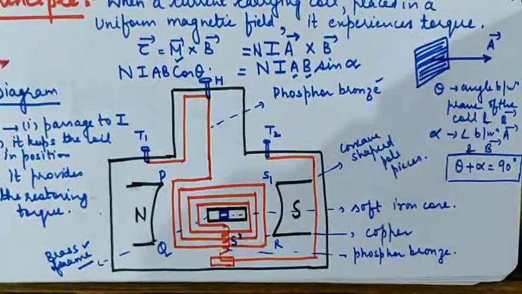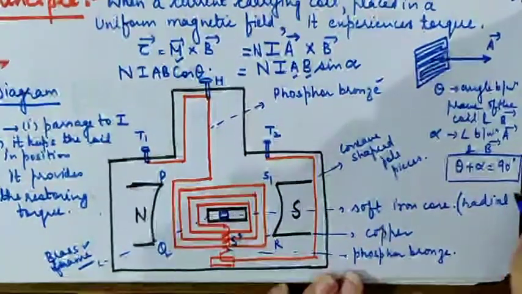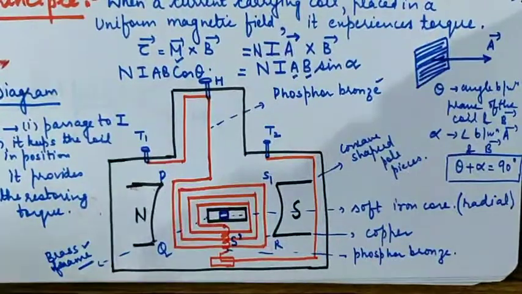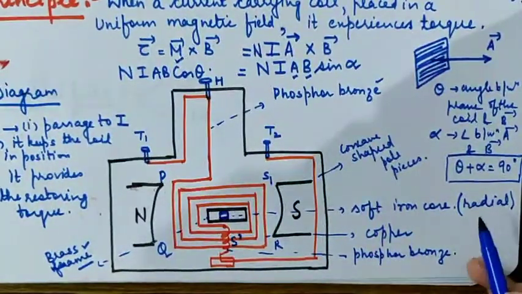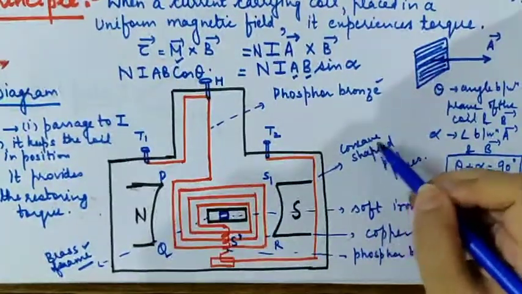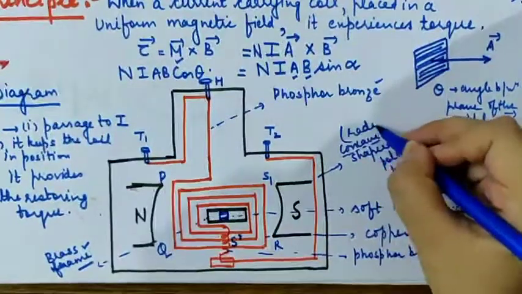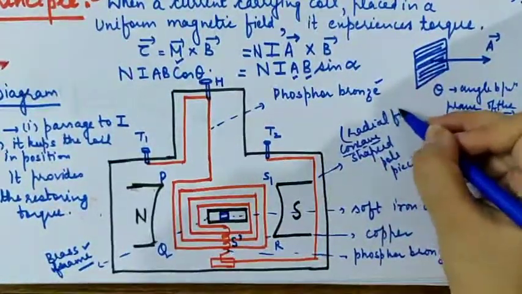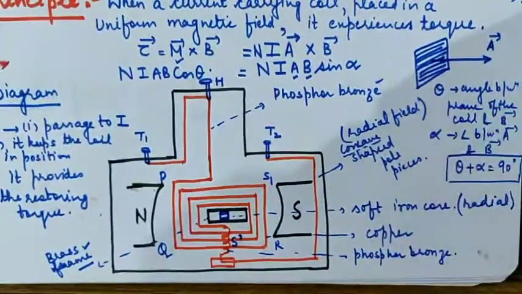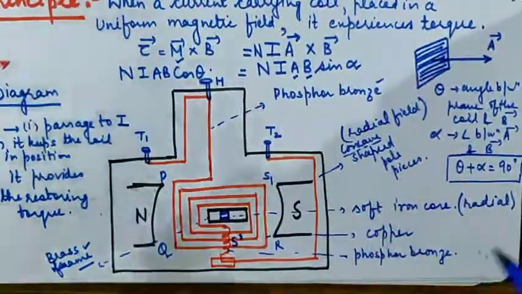What is the purpose of the soft iron core? Soft iron core makes the field radial. On the next page we'll discuss what a radial field is. So its purpose is to make the field radial. What is the purpose of making the concave pole pieces? Again, this is for making the magnetic field a radial field. Right? Now this is a wire that carries current.